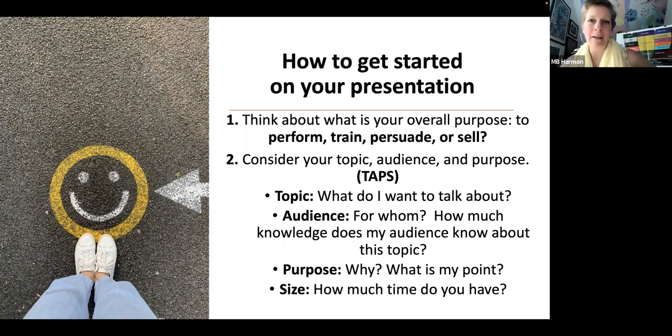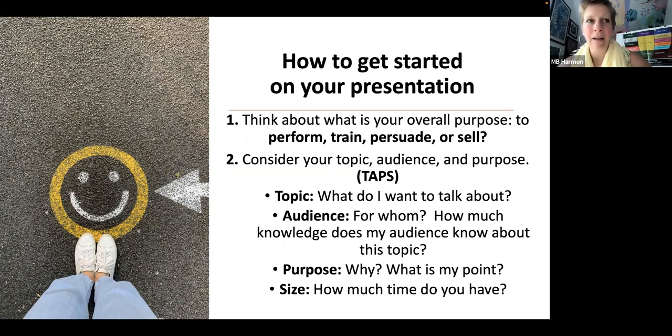The idea behind it is that you need to think about, what is your topic? What do you want to talk about? Who is your audience? Who are you speaking to? And what do they know about the topic? You need to understand that if you have no idea who your audience is, then your information might change, and how you present it might change. And thirdly, what is your purpose? What do you want the audience to understand by the end of this presentation, or what is your main point?